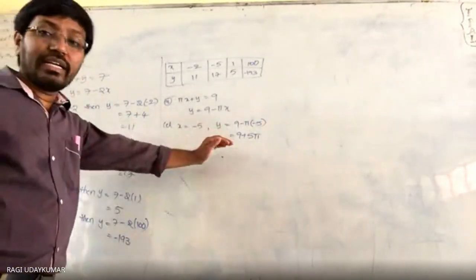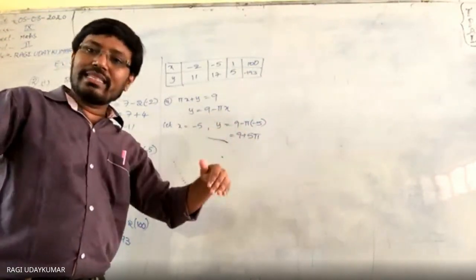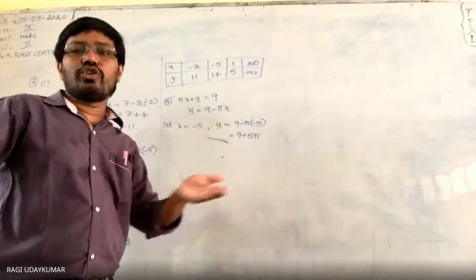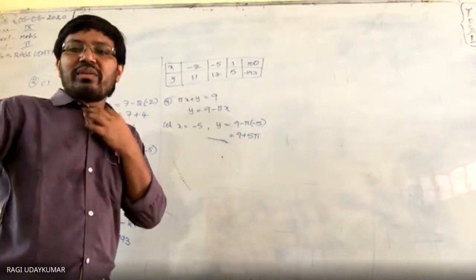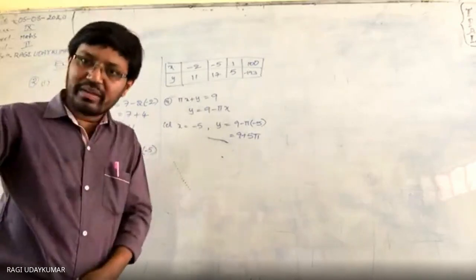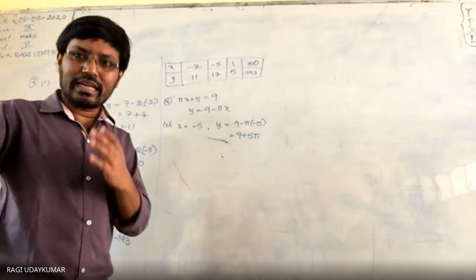While we are going to plot this one in the graph, in that situation pi should be taken as 22/7, or you can take 3.14. Pi's approximate value, whatever it is, that should be taken into consideration. Okay? Is it clear? समझ में आया?